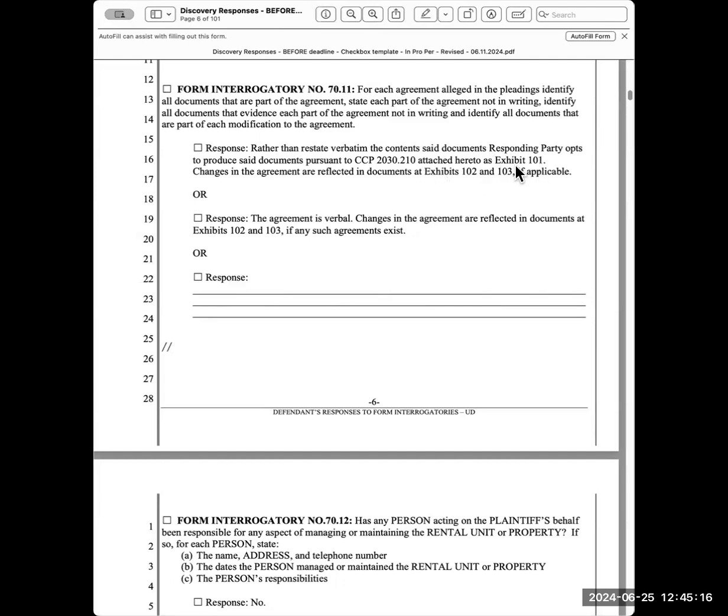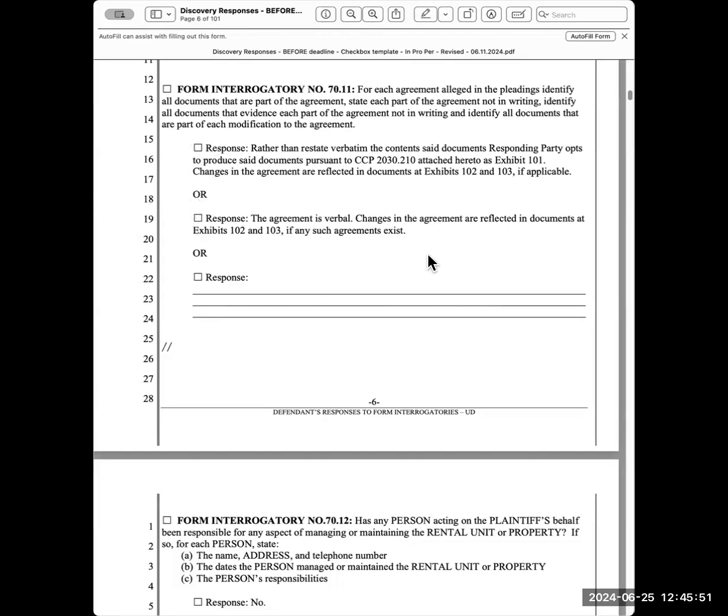Exhibit 103 is communication between the parties, tangible communication, meaning emails, text messages, letters, notices. So if you do have a copy of the notice that gives you notification of some change or addition or removal of a policy of the lease, you would include it in your trial binder under Exhibit 103. And so if this response applies to you, you check here.